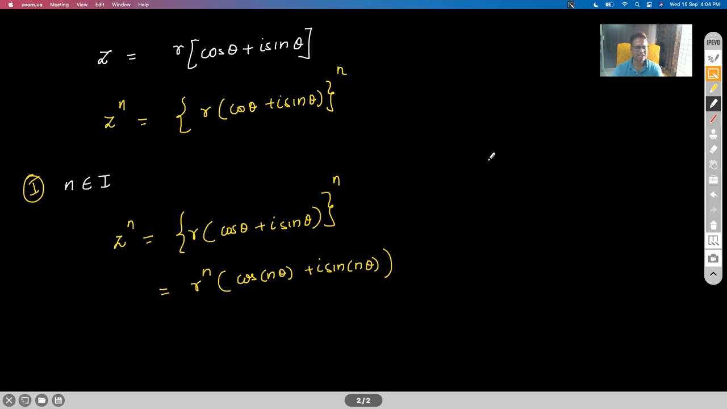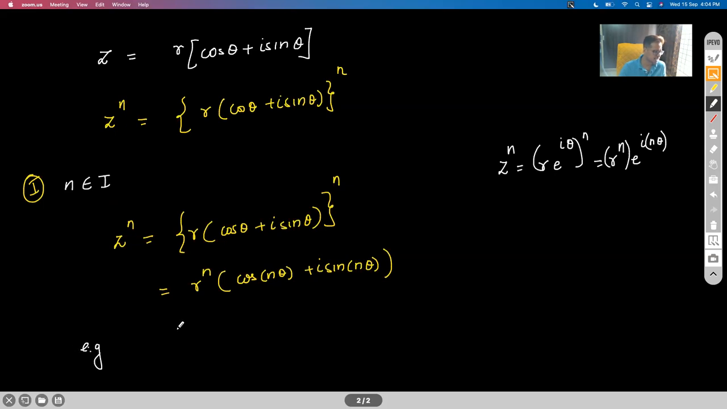Now, this is very evident, because if you look at the Euler's form notation, you can easily understand why this works. If you write it in Euler form, r e to the power i theta, and raise it to the power n, it is as good as r to the power n e to the power i n theta. So this becomes your new modulus and this becomes your new argument. After raising it to a power of n, your modulus gets raised to the same power of n, whereas the argument gets multiplied by that n.